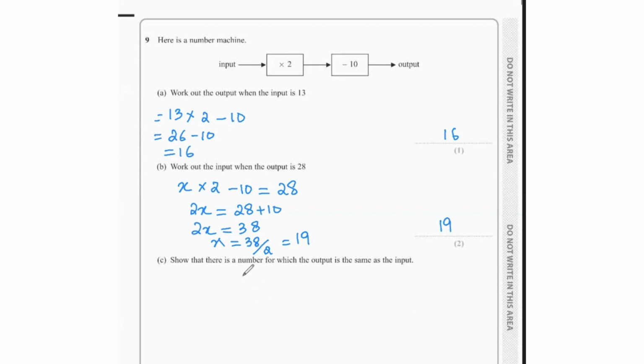Then it says show that there is a number for which the output is the same as the input. So put the input as x and put the output as x. So that's 2x minus 10 equals x. Swap x and 10. So 2x minus x equals 10. And x equals 10. So when x equals 10, you have the same input and you have the same output.